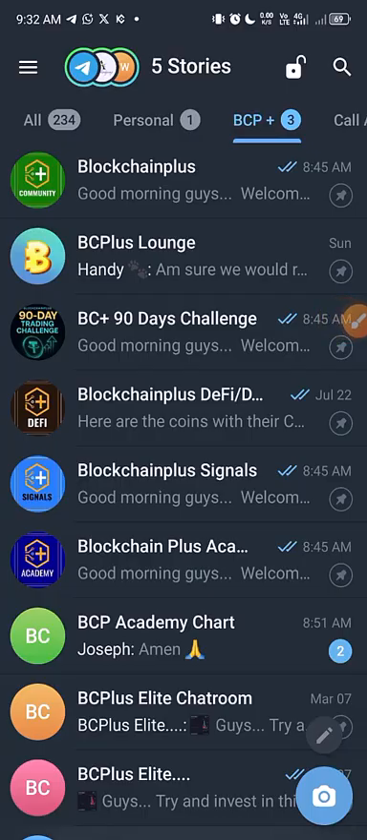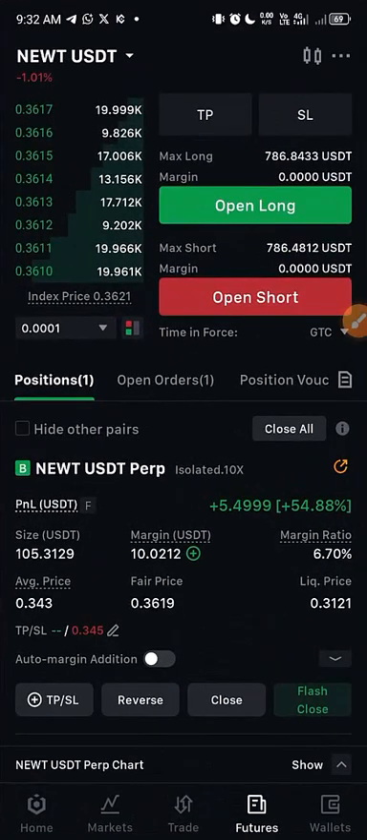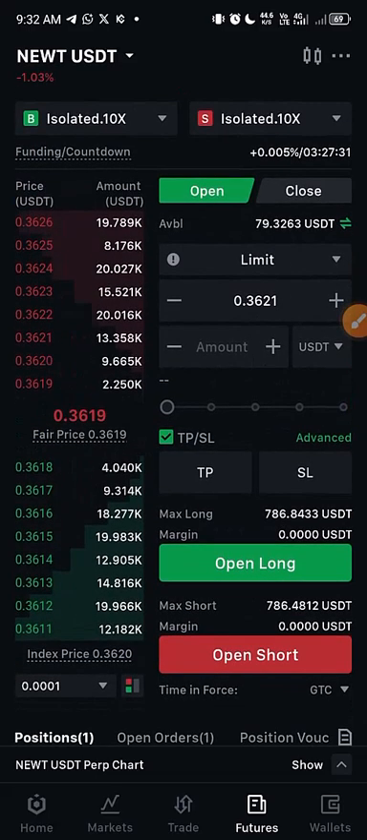All right, with that said, let's go back to the video of today. So now let me show you quickly how to use multiple TP on Ourbit, or how to set your trade in Breakeven. Now look at this trade.